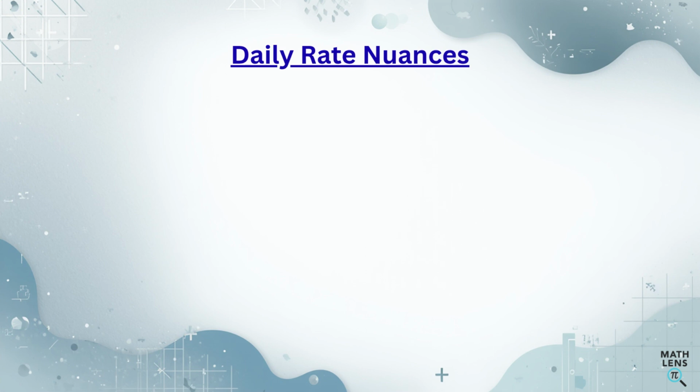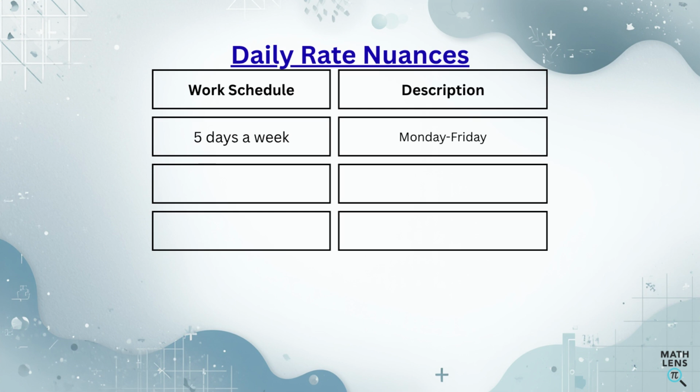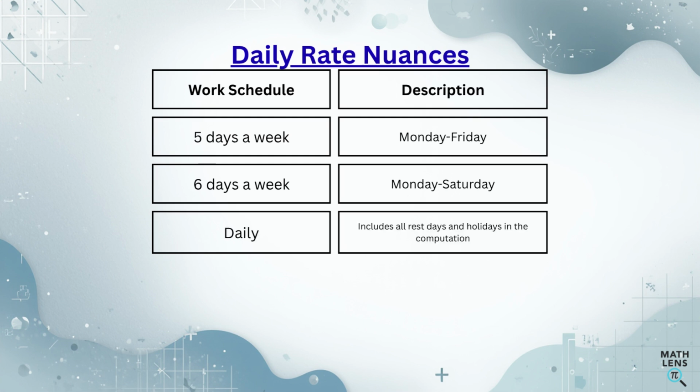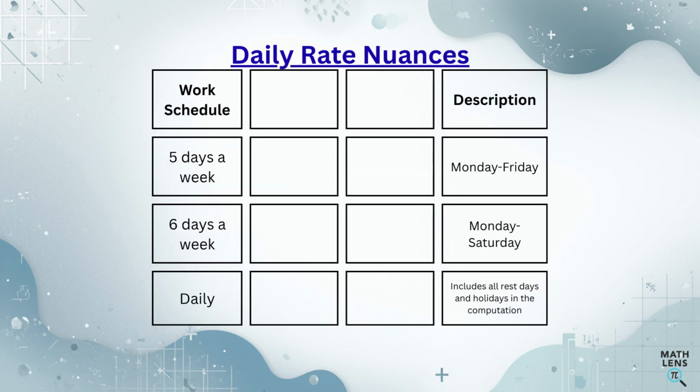To explain the typical work schedules, employees may work 5 days a week, typically Monday to Friday, or 6 days a week, typically Monday to Saturday. We also take into account employees who work daily, covering all days of the week, resting on Sundays or other designated rest days. Now, let's talk about the monthly and annual divisors.